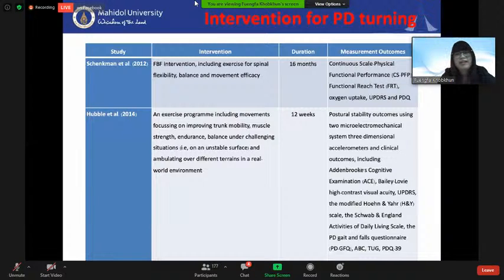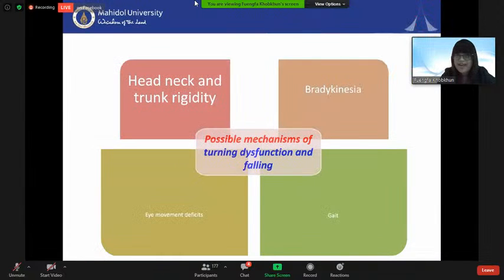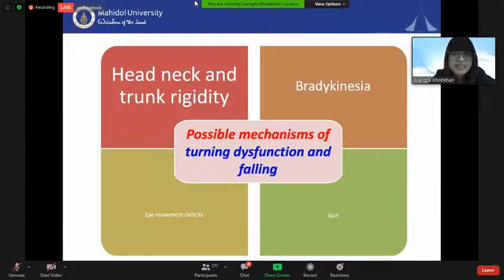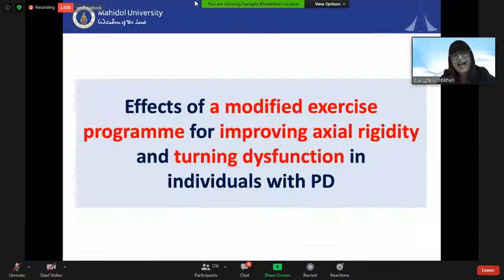Then, for me, I believe the possible mechanism of turning difficulty in PD comes from head, neck, and trunk rigidity, and from bradykinesia. So I wanted to solve this problem, and this was my PhD research. How can I solve this problem? I constructed a modified exercise program to improve axial rigidity and turning dysfunction in PD.